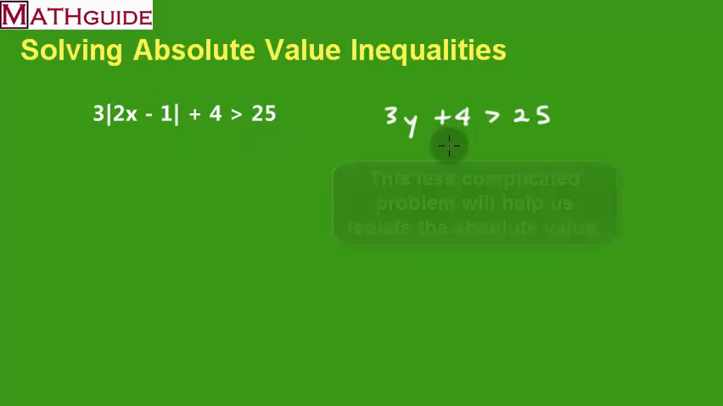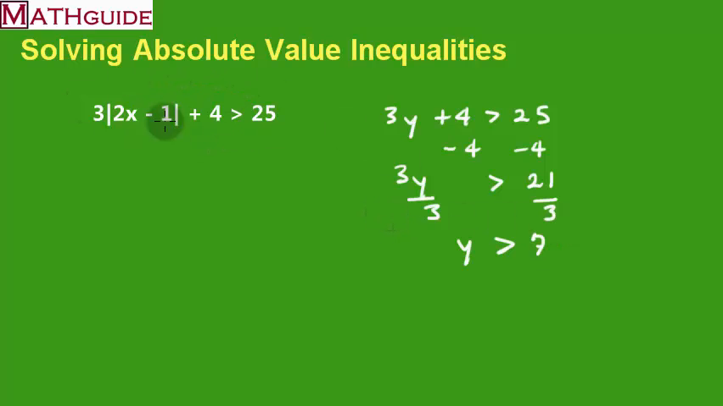So if I were to solve this, I would subtract 4 from both sides to get the y alone. I'm going to get 3y is greater than 21. And then, of course, to get rid of the 3, I'm going to divide both sides by 3. And I'm going to get y is greater than 7.